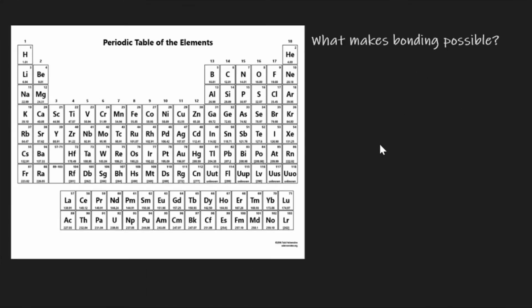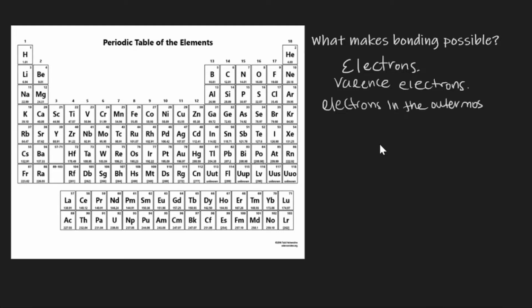Now, the big question is what makes bonding possible? And the answer to that is electrons. To be more specific, we want to say valence electrons. To define valence electrons, they are the electrons in the outermost orbit in an atom.